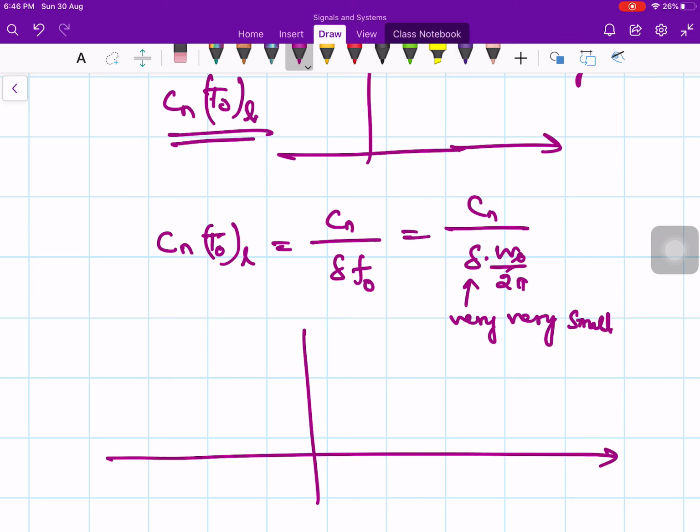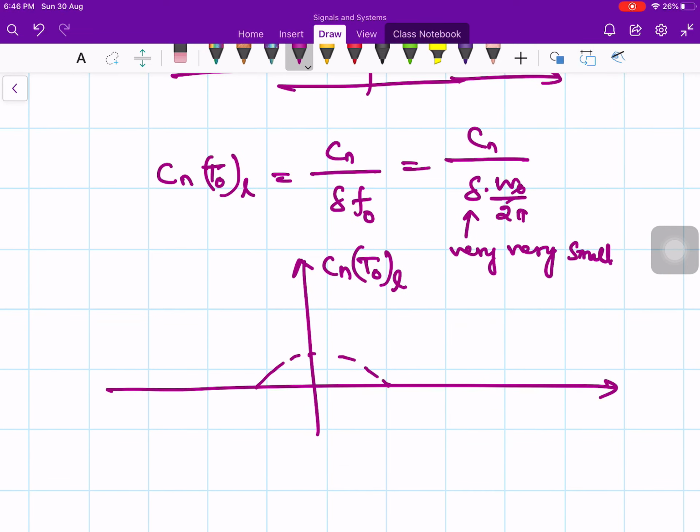So if we plot this quantity, we are going to multiply the Cn by T naught of L. That means, as far as this waveform is concerned, you are going to plot AD by T naught. This T naught is coming to the numerator, so you are going to plot AD times sine of n omega naught d by 2 whole divided by, let me write down here.